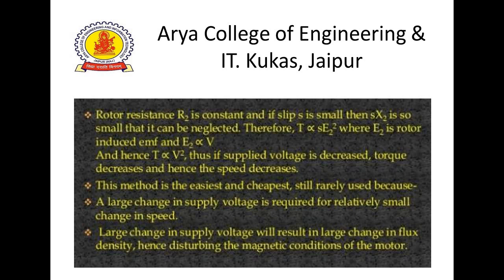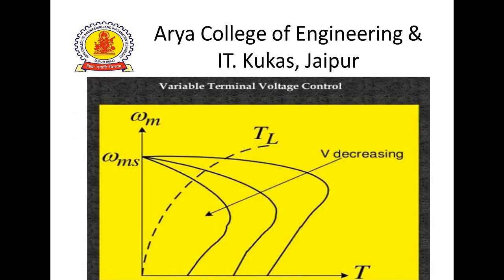A large change in supply voltage is required for a small change in speed. A large change in supply voltage will result in a large change in flux density. This is the torque and speed characteristics. We know that Ns is equal to 120 f upon P, so we control the speed and torque.